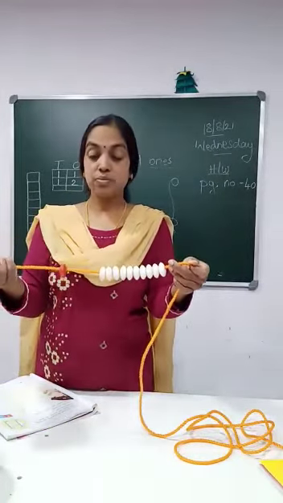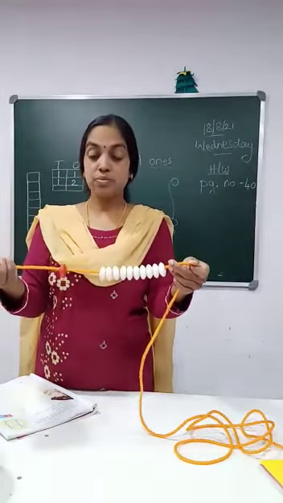These white beads are 10. So it is one group. This is 1, 2, 3. So 10 and 3 is 13. Now we are going to add one more bead here to make 13. 1, 2, 3, 4, 5, 6, 7, 8, 9, 10, 11, 12, 13. Okay, children. So we have made number 13.